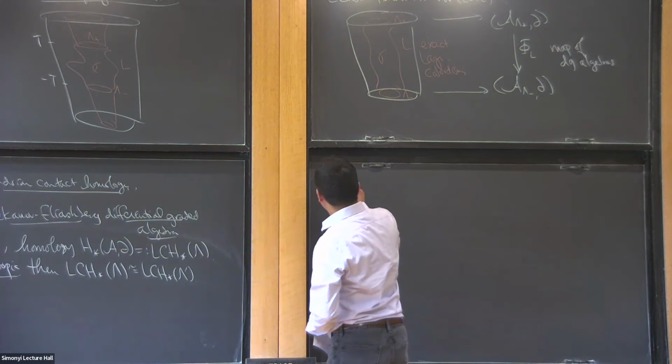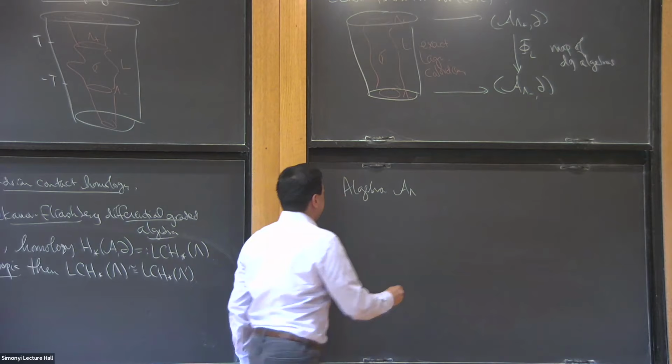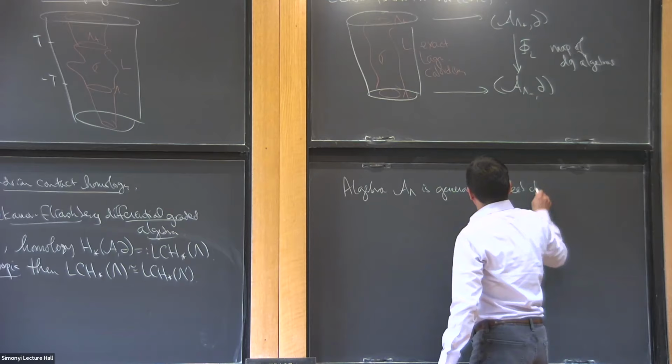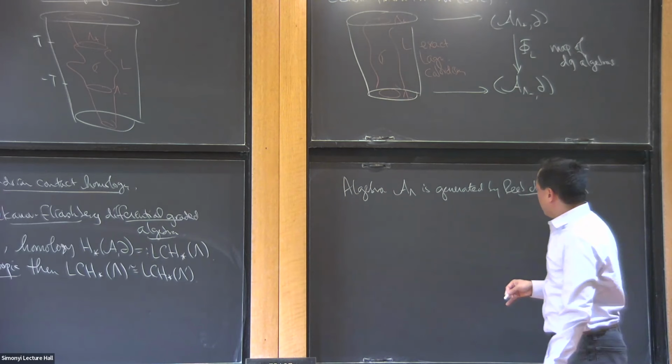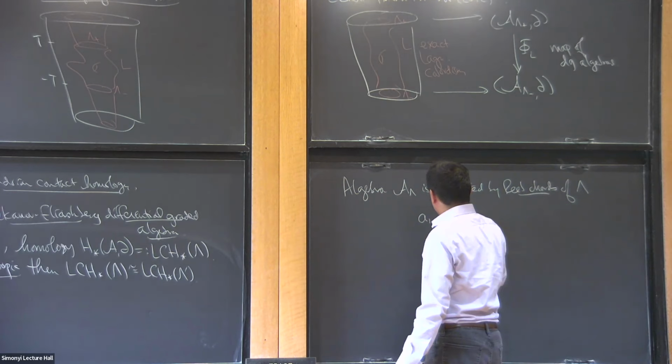So the algebra A of lambda is generated by the Reeb chords of lambda. These are integral flows of the Reeb vector field that begin and end on the Legendrian. Let's assume that we're in generic position. So there may be, I'll just label the Reeb chords of lambda by a_1 through a_n. So these are the Reeb chords.